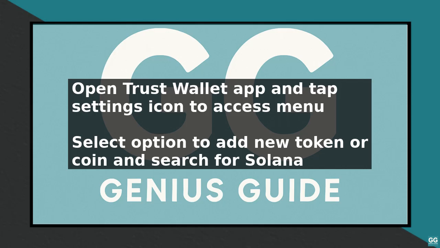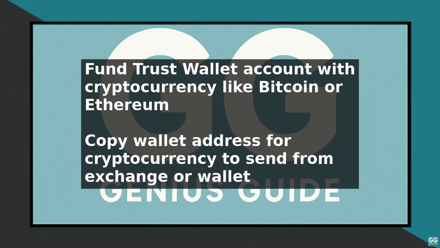The next step is to fund your Trust Wallet account with a cryptocurrency that can be used to purchase Solana, such as Bitcoin or Ethereum. To do this, tap on the Receive button and copy the wallet address for the cryptocurrency you want to deposit. You can then use this address to send the cryptocurrency from an exchange or another wallet.